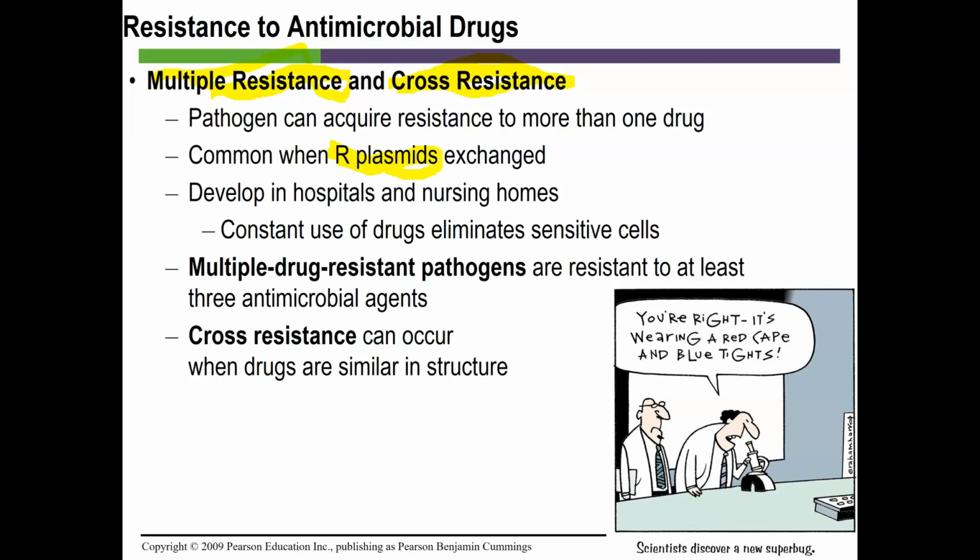And cross resistance often happens because drugs are similar in structure. We have a little cartoon over here that shows, you're right, it's wearing a red cape and blue tights, but really no, organisms don't do that, obviously. They are called superbugs, however, when they are multiple drug resistant.